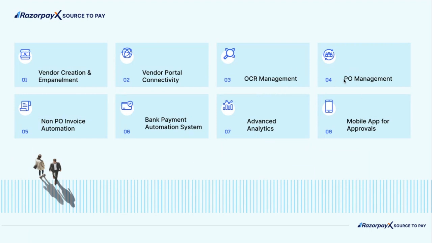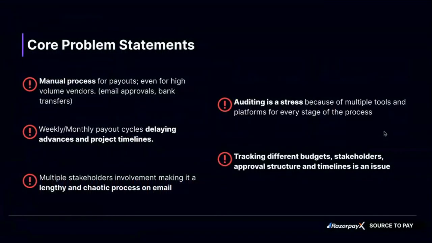PO management, you can create a PO, you can raise the PR request, you can create a PO with an approval workflow. Then you can do non-PO invoice automation. If there are invoices which do not have a PO, you can basically automate their processing and payout. You can do bank payment automation. You can basically do all of this through mobile app as well.